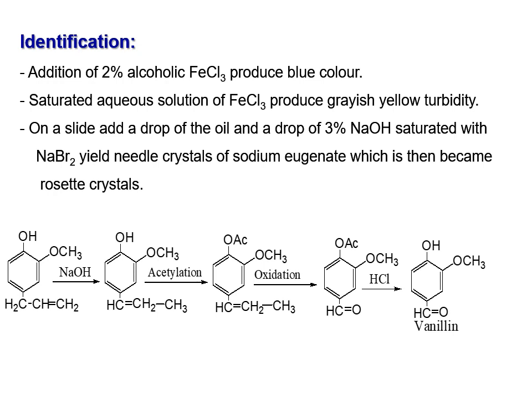From eugenol we can prepare vanillin by treatment of eugenol with sodium hydroxide, which is converted into isoeugenol, followed by acetylation to protect the hydroxyl group, and oxidation of the side chain into an aldehyde, followed by treatment with hydrochloric acid to regenerate the hydroxyl group, which is the final compound, vanillin.